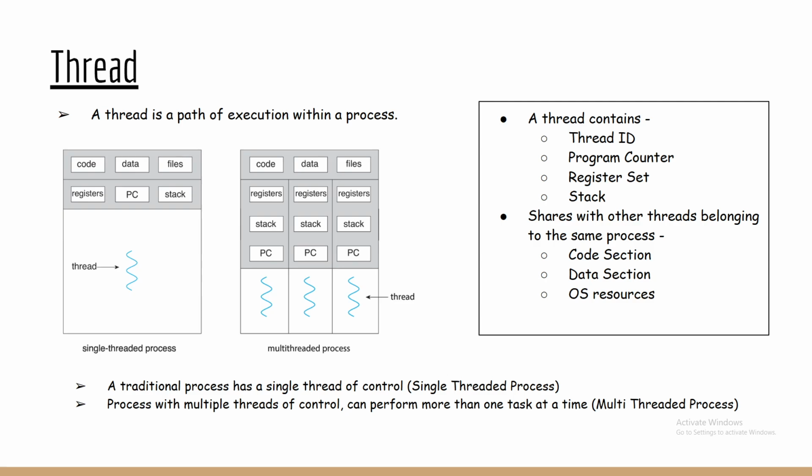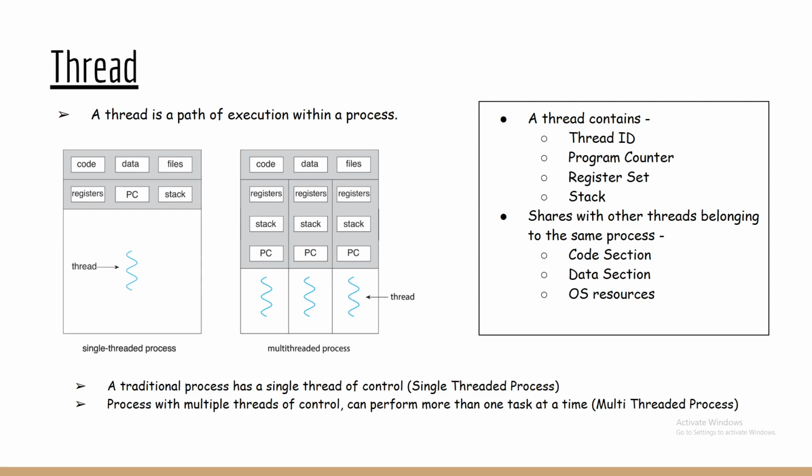On the left, you can see a traditional single-threaded process. It has one program counter, one stack, one path of execution. On the right, we have a multi-threaded process. It still has one program, one shared pool of code and data, but it has multiple threads, each with its own registers, stack, and program counter. This allows the process to perform more than one task at a time.